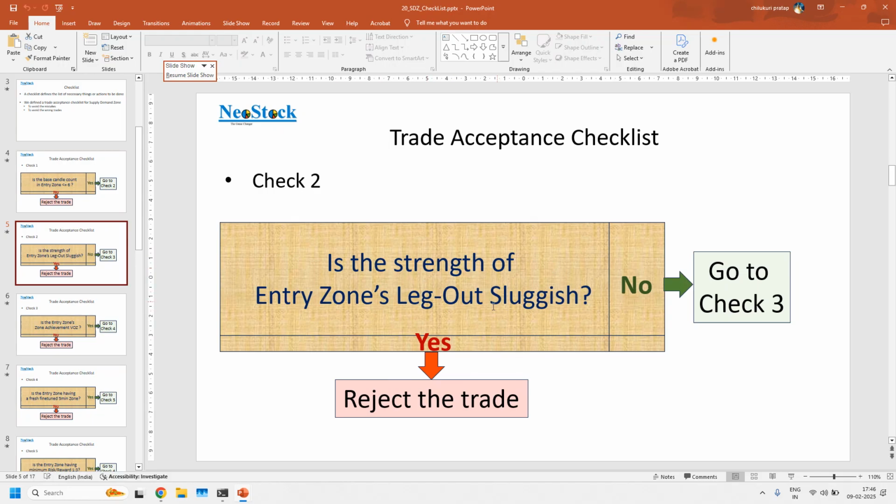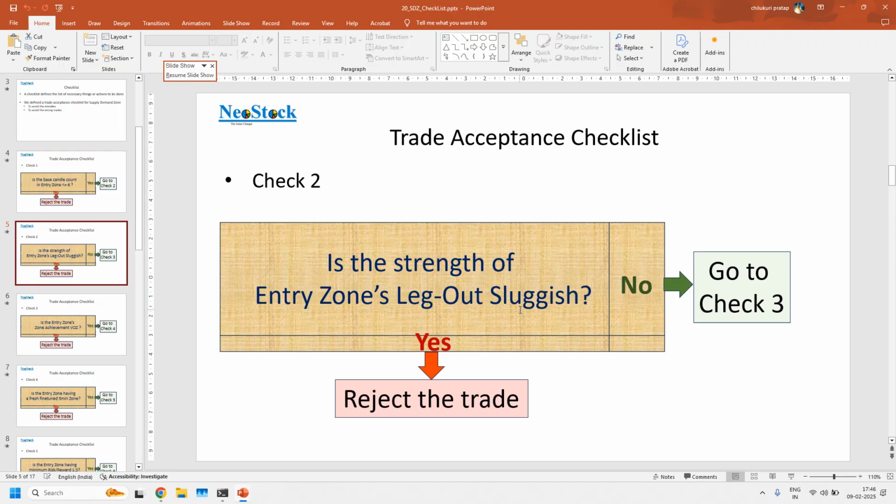The strength of the zone: the leg out should be sluggish. This is the one you check manually after generating the reports. You should look into the zones and take a decision whether to accept or not. The software has not filtered this, and there is a reason. Even if the leg out is sluggish, our high liquidity zones work very well. That is the beauty of high liquidity zones. Many high liquidity zones having sluggish nature still gave good profits. So that's the reason why I don't want to filter with the help of the software.